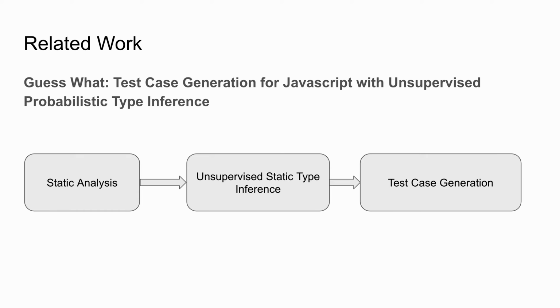Related work. Our project heavily relies on, guess what? The Test case generation for JavaScript with unsupervised probabilistic type inference paper. In the paper, the main model is shown below. We have a static analysis, then unsupervised static type inference, which gives us the probabilities of the yielded types, which we incorporate in our test case generation.